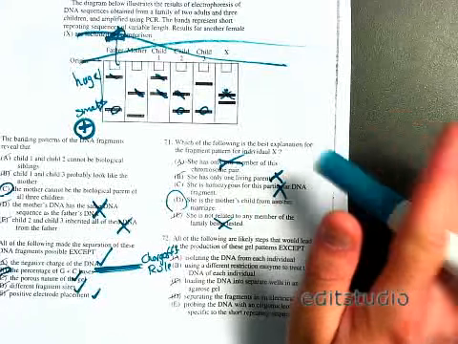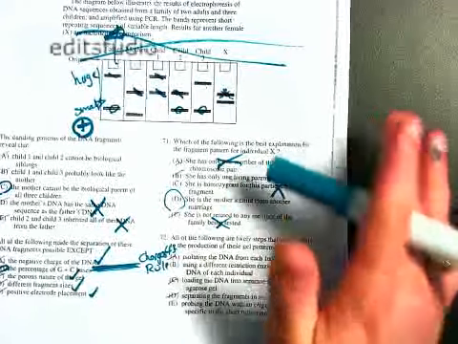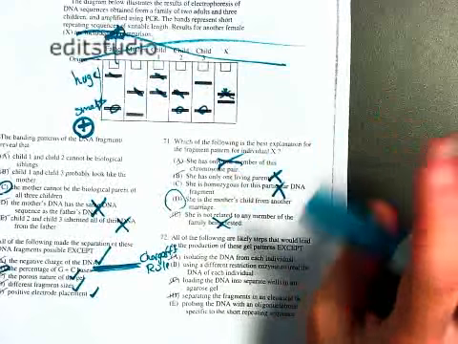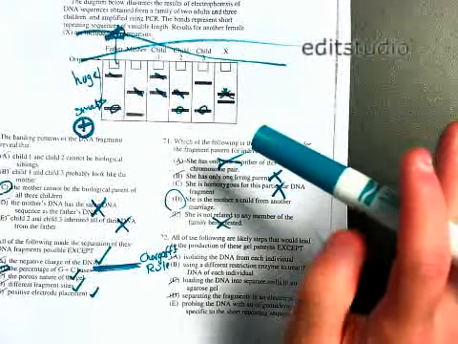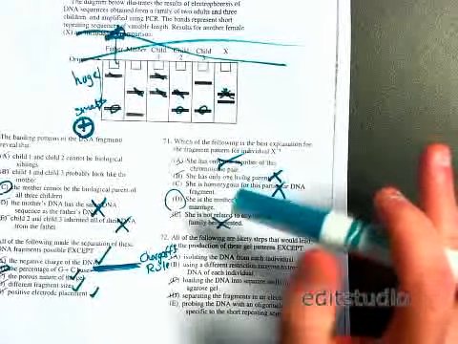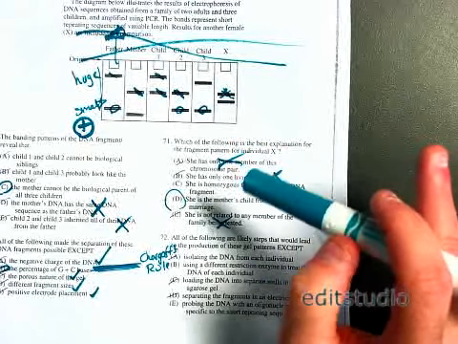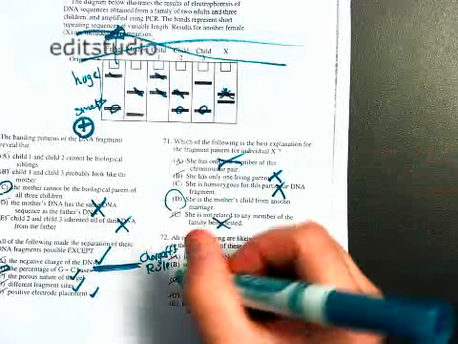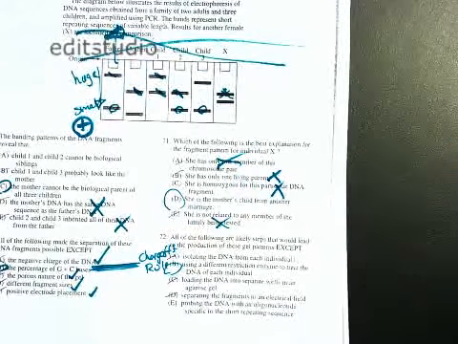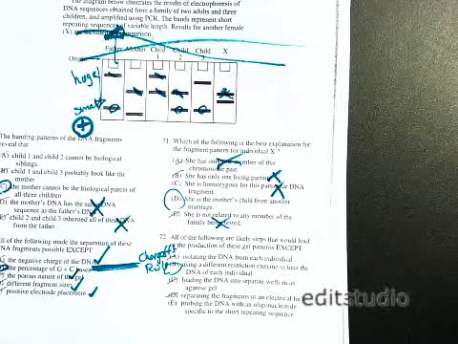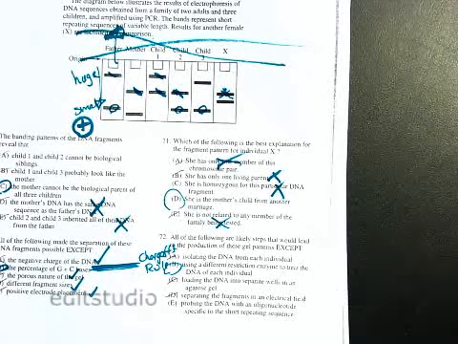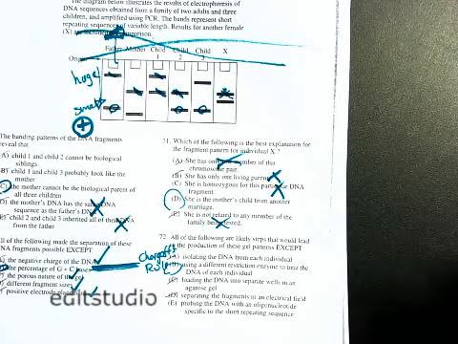Okay. It says 72. All of the following are likely steps that would lead to the production of these gel patterns, except you'd have to use a different restriction enzyme. What do different restriction enzymes do? Right. Cut at different spots, you would have different sizes, so you'd have different migrations. Cool? Awesome.